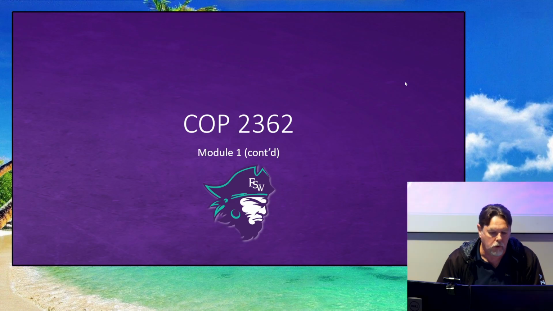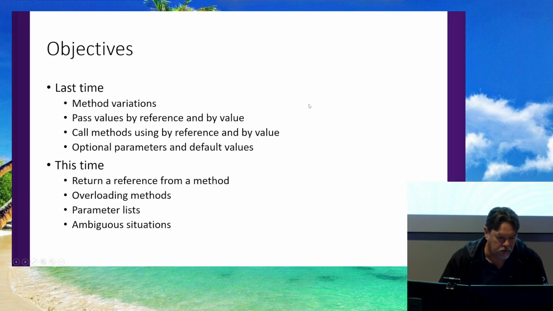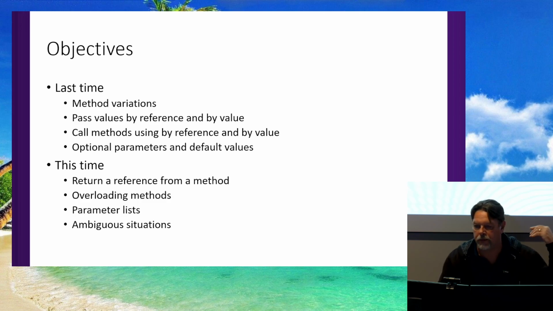Before I go into that, let me just review what the list of topics is. So last time we went over a bunch of different ways that you can pass data to methods, by reference, by value, why you might want to do it, how, what the different outcomes are. That was fun. And then both directions, right?